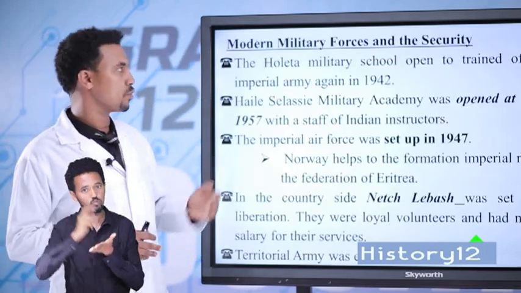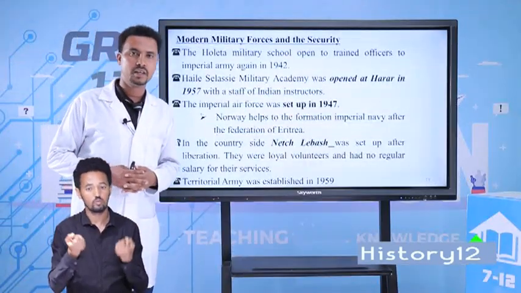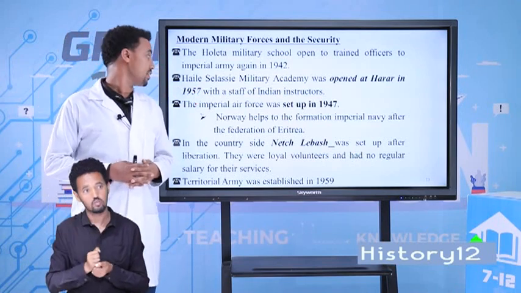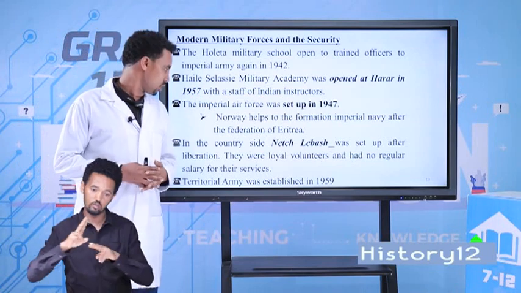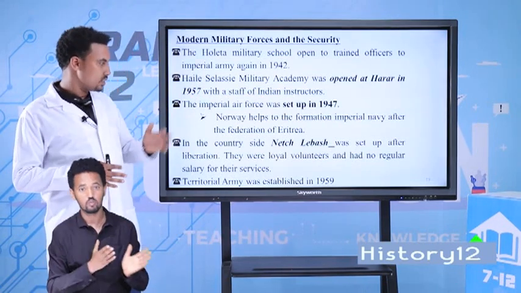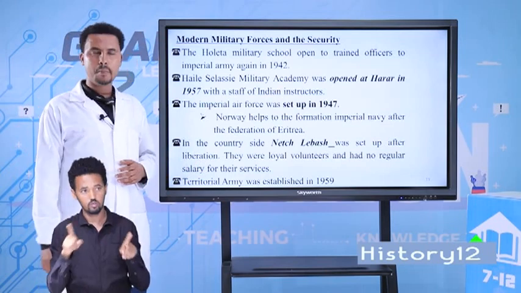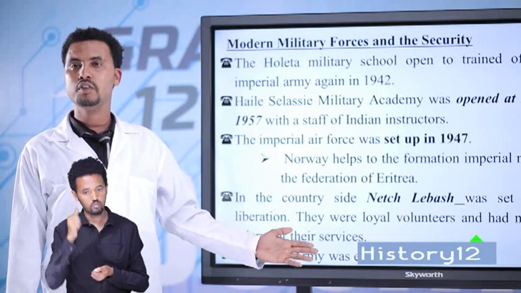The modern military force and security. The Holeta Military Academy was opened in 1942. Haile Selassie Military Academy opened in Harar in 1957. The Imperial Air Force was set up in 1947. And the Nech Lebash was set up in the different provinces of Ethiopia. And the Territorial Army was formed in 1959.